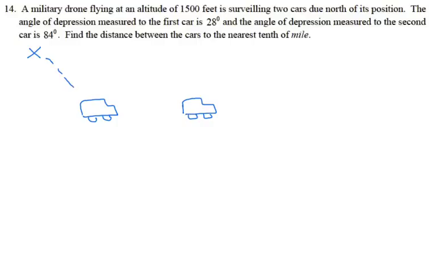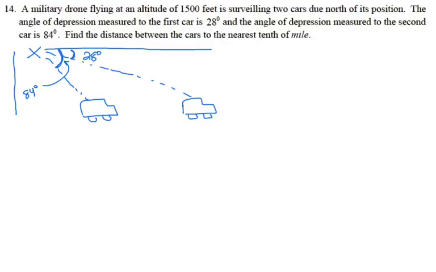And we have angles of depression. So angles of depression are going from straight out and down. So we can have this angle and this angle. You can see that one of the angles is smaller than the other. So that means your smaller angle is the one that's 28 degrees, and your larger angle is the one that is 84 degrees. And we also know that the drone has an altitude of 1,500 feet. So that means this length above the ground is 1,500 feet.